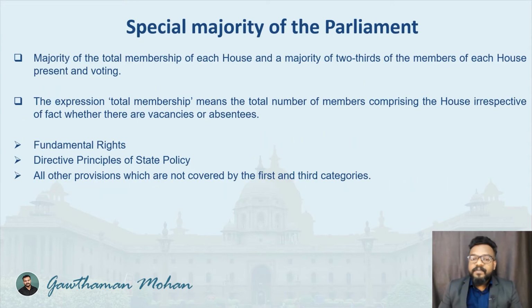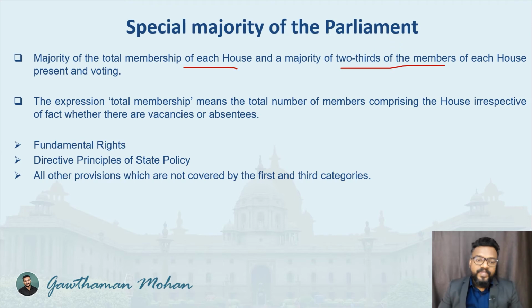So what is special majority of the Parliament? So the special majority of the Parliament means the majority of total membership of each house and the majority of 2/3 of the members of each house present and voting. So two important criteria we need to satisfy here. One is the majority of total membership of that house, both the houses actually, and the majority of 2/3 of the members of the house present and voting. So if we are satisfying both these conditions, then we can say that a particular resolution is passed by a special majority.